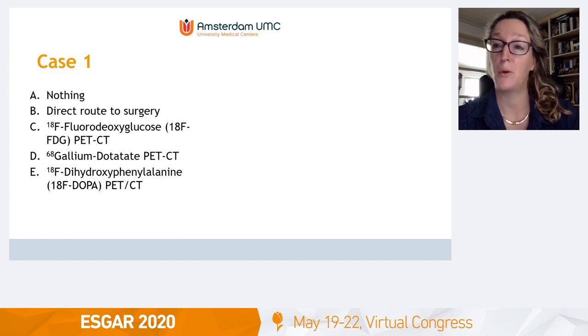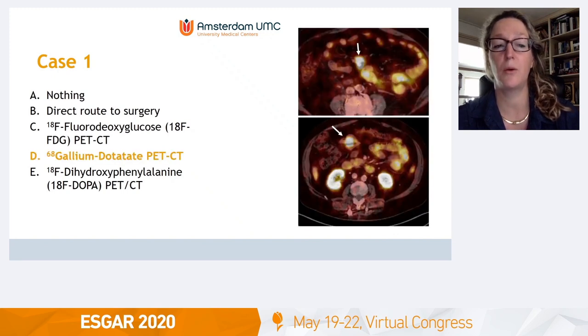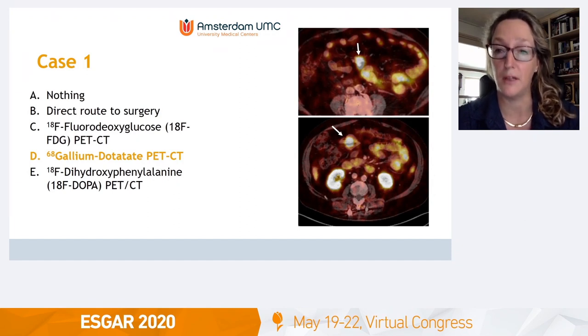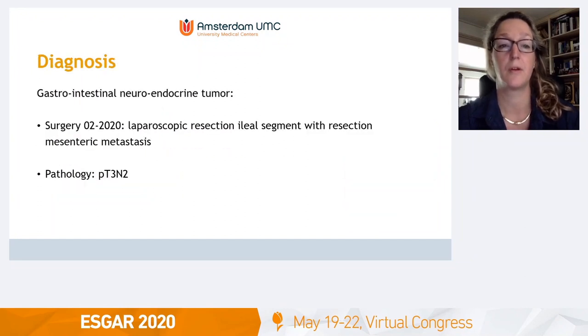So I don't know which choice you made, but what we did was a gallium dotatate PET CT. And this worked nicely. You can see on the images that there's intense tracer uptake in both the mesenteric mass, which you see on the upper right-hand side, as well as in the bowel mass, the lower image.